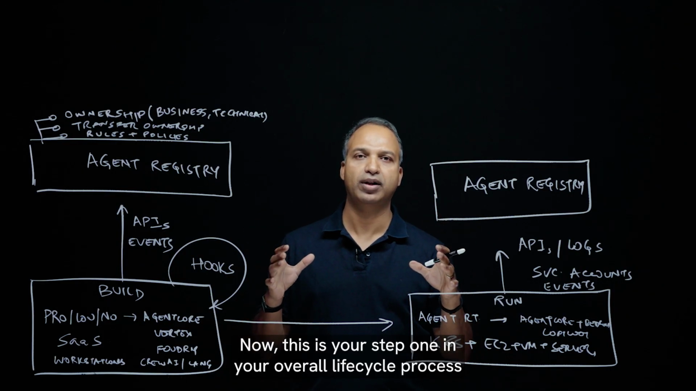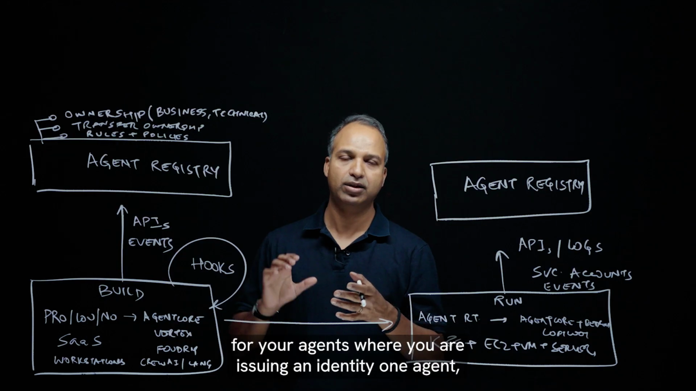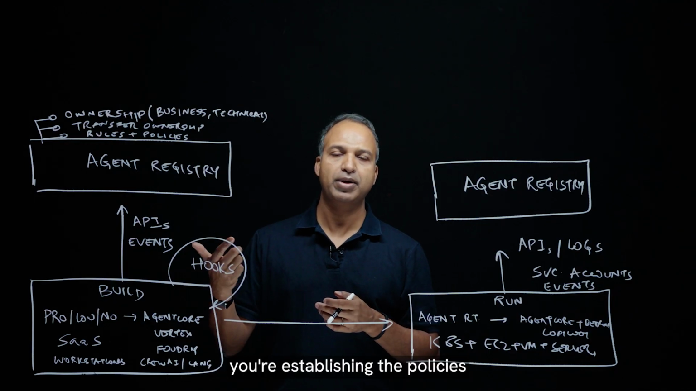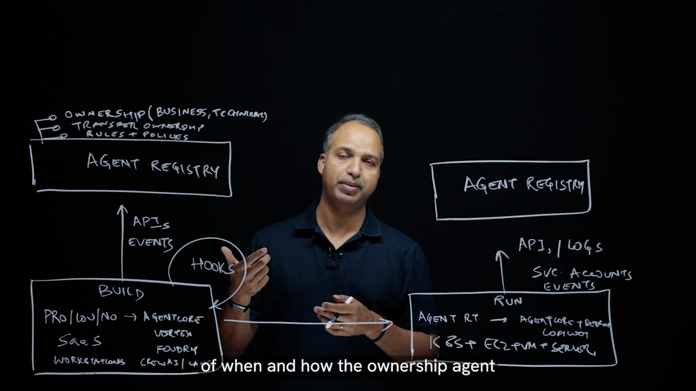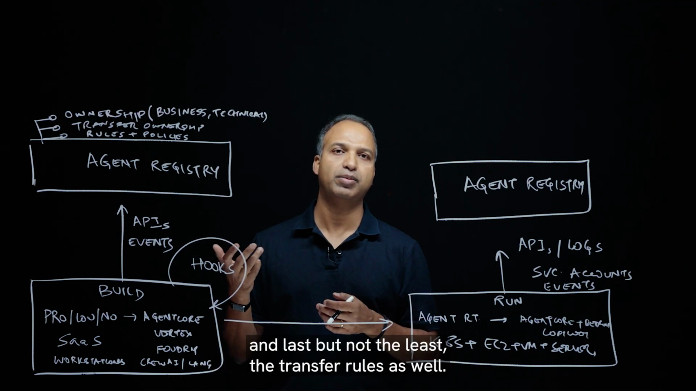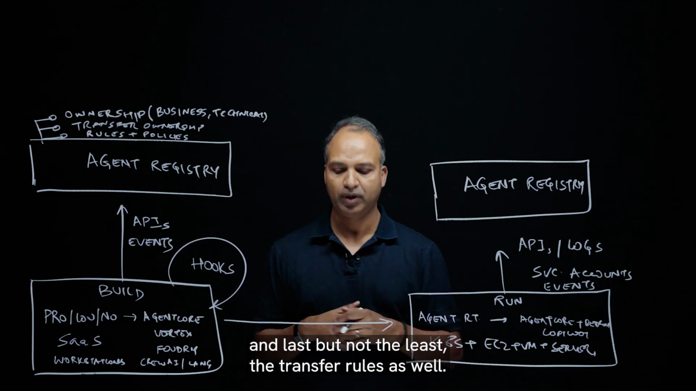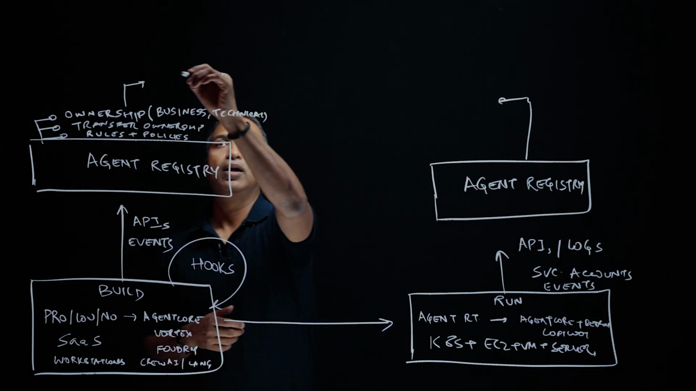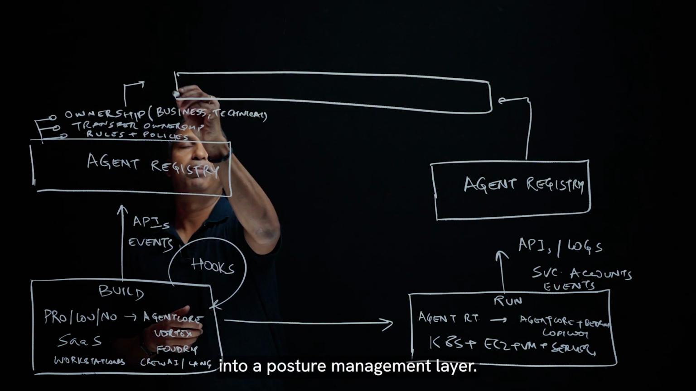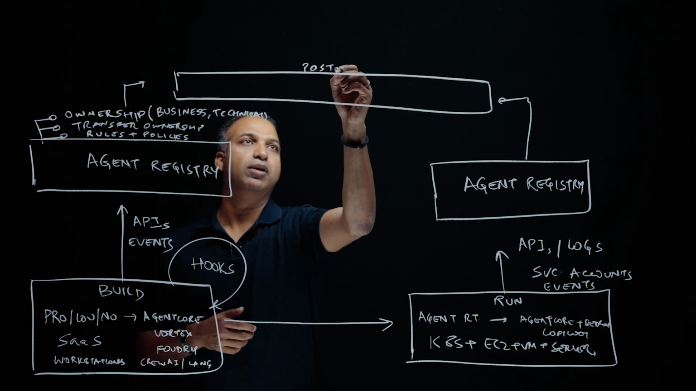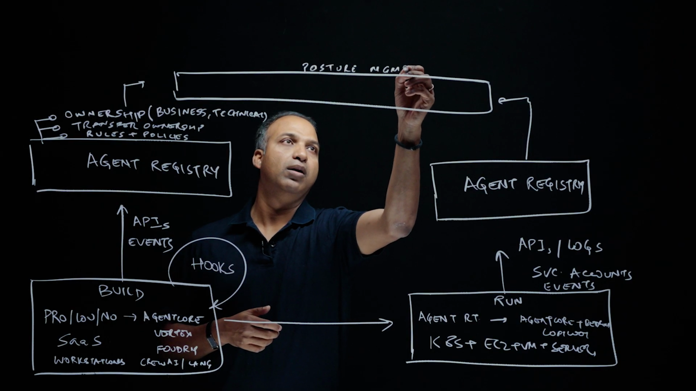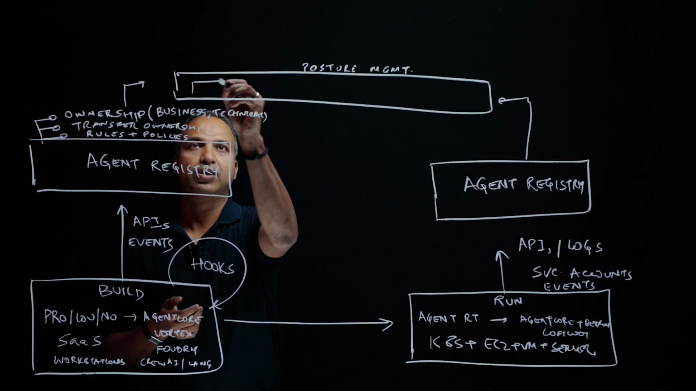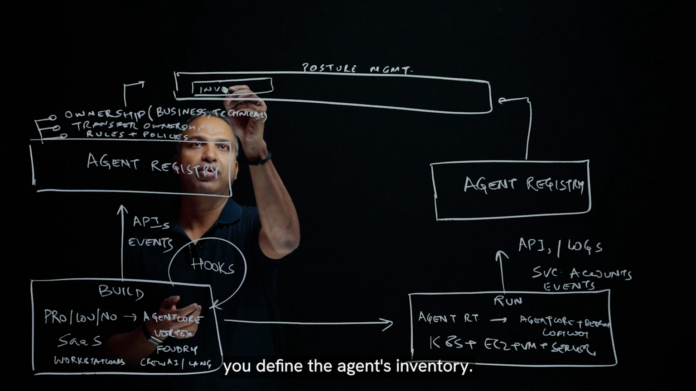Now, this is step one in your overall lifecycle process for your agents, where you are issuing an identity to an agent, establishing ownership, establishing the policies of when and how the agents are getting created, and last but not least, the transfer rules as well. Once you have that, you send this information into a posture management layer. In the posture management layer, as you would have seen in my previous chalk talk, you define the agent's inventory.